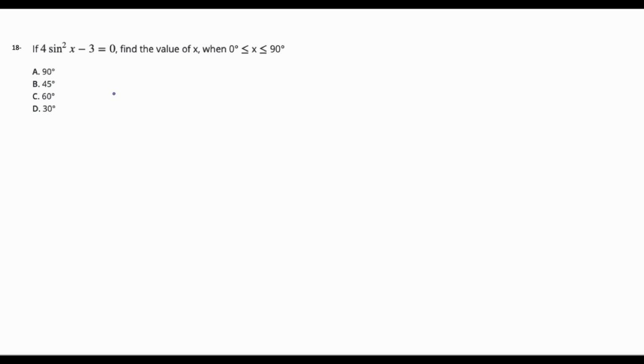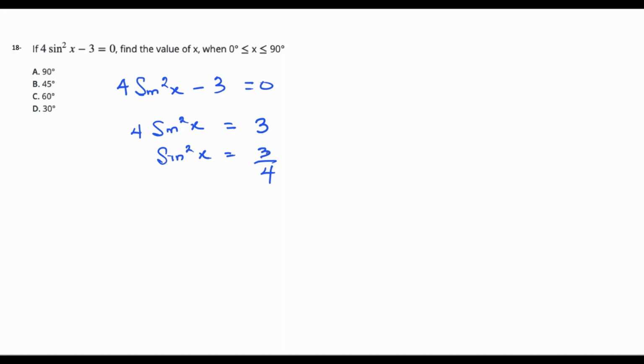Now, all we're being told here is to solve for x. So if we have 4 sine squared x minus 3 equals 0, let's make sine squared x the subject of the formula. If we add 3 to both sides, we have 4 sine squared x equals 3. Now, if we divide both sides by 4, we'll get rid of the 4 here and move it over here. So that will be sine squared x equals 3 over 4.